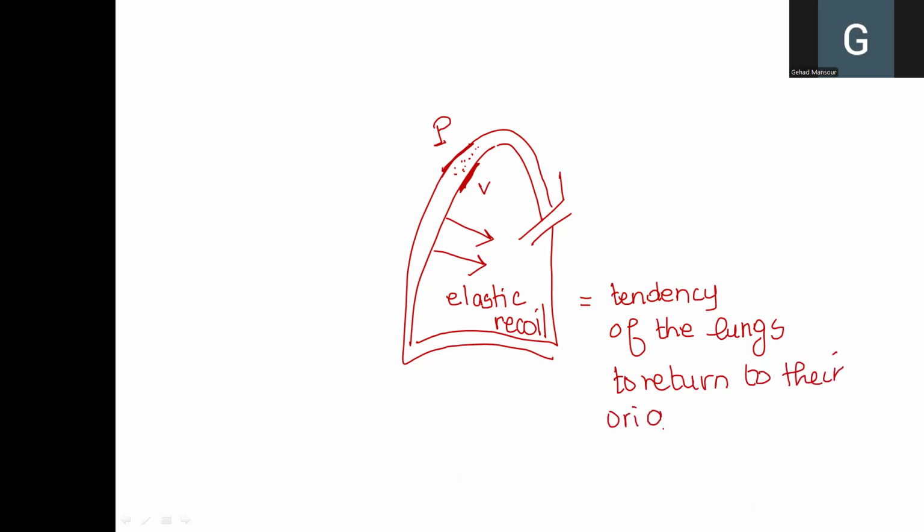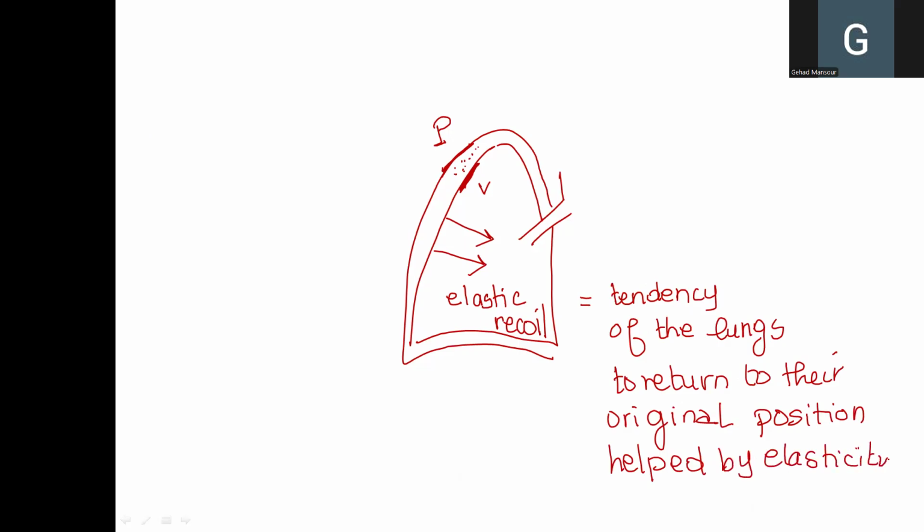So tendency of the lungs to return to their original position, and therefore their original volume. And this is helped by elasticity of their tissues. So there is an inward pulling force, which is the elastic recoil of the lung.